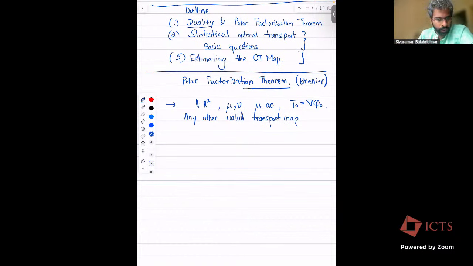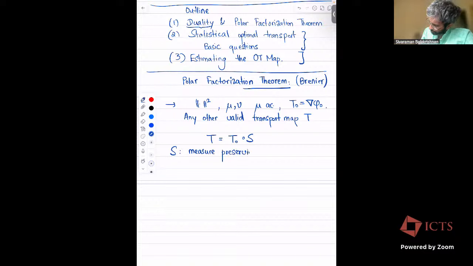It can always be decomposed. It has a factorization in the following form. Let's suppose I give you a valid transport map T. Then T can always be written as the composition of two maps: this map T0, composed with another map S, where S is a measure preserving map. So S is just a map from mu to itself.